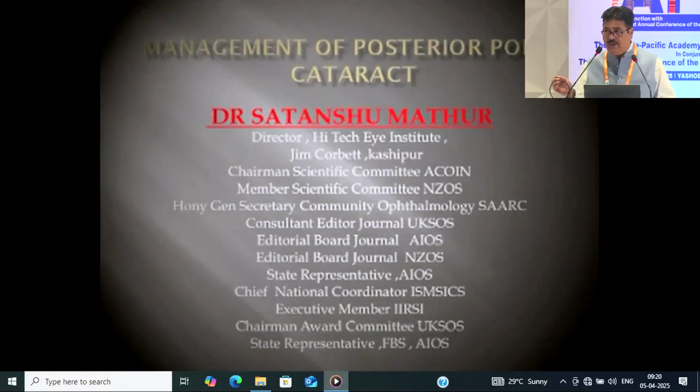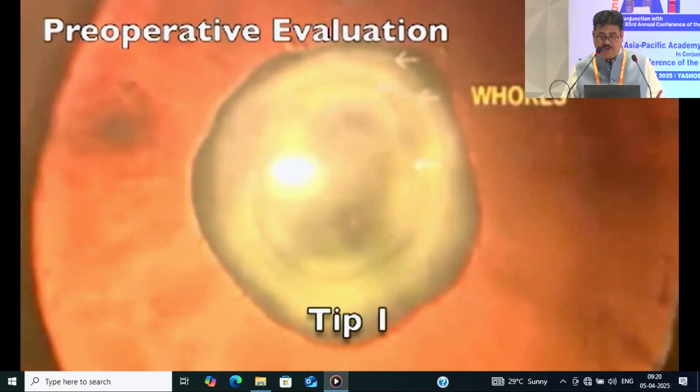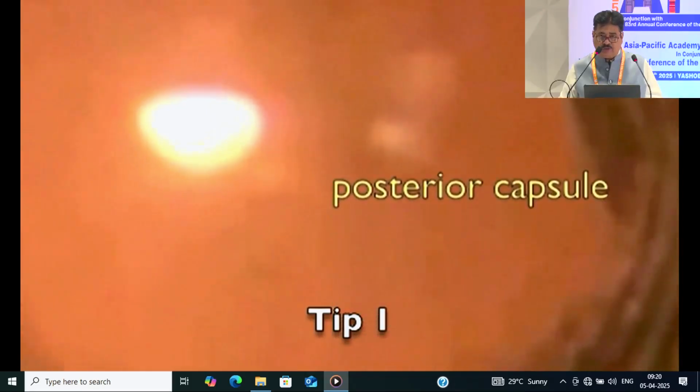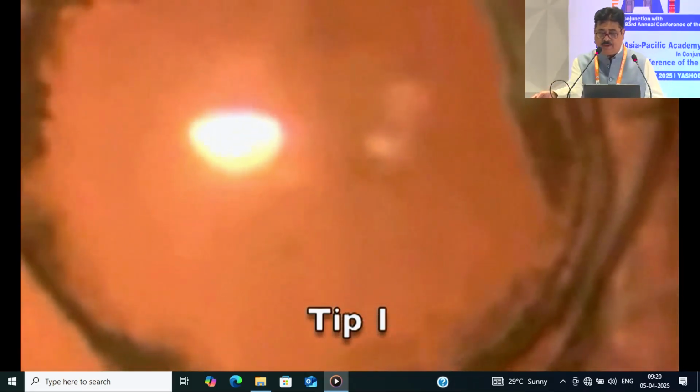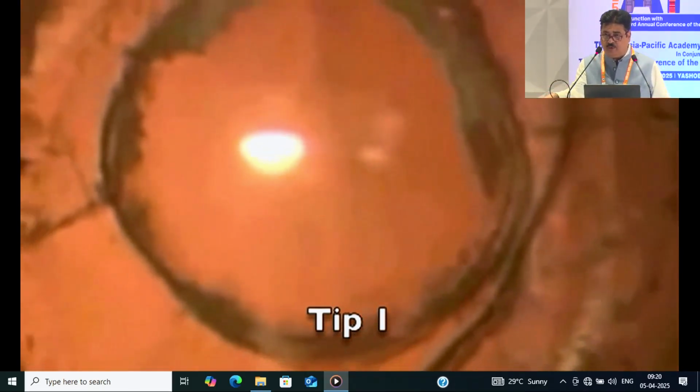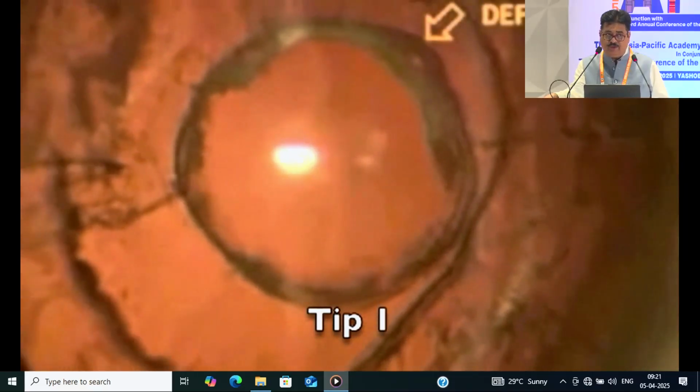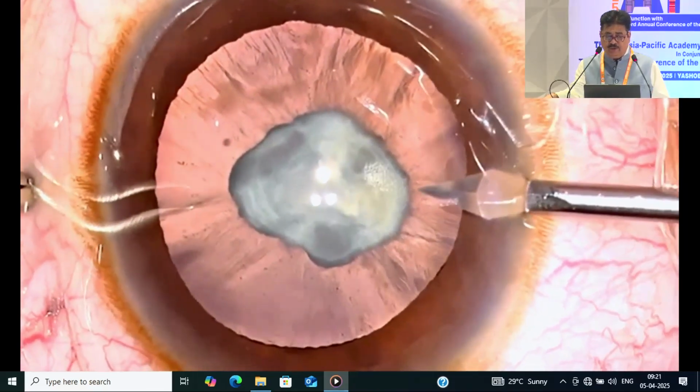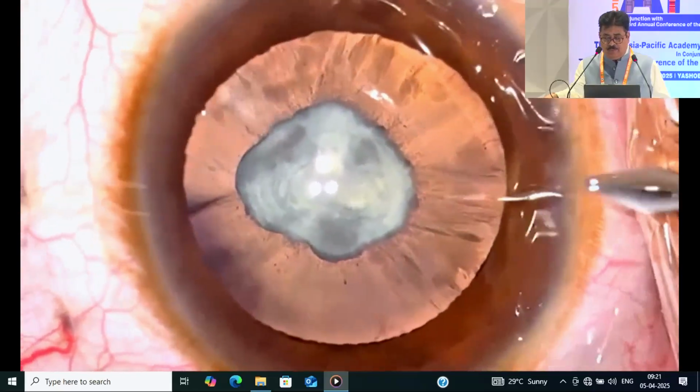There are 8 tips and tricks. Preoperative evaluation is very important in posterior polar cataract because of the onion-like structure. You can see the rings. You have to differentiate it from posterior subcapsular cataract, and you should keep in mind that in 33% of cases of posterior polar cataract there is posterior capsule deficiency. So always plan surgery with the vitrectomy ready. This is how we can plan our surgery.